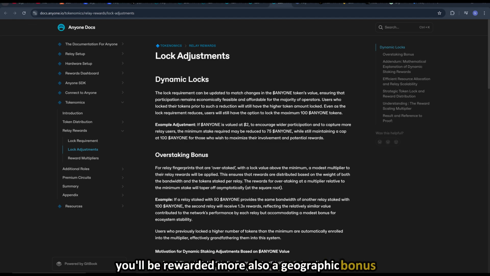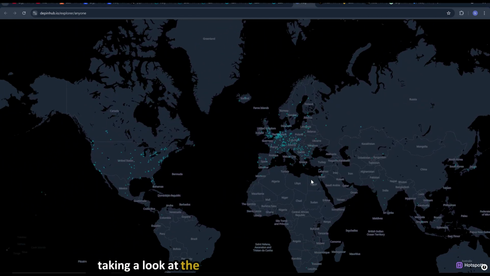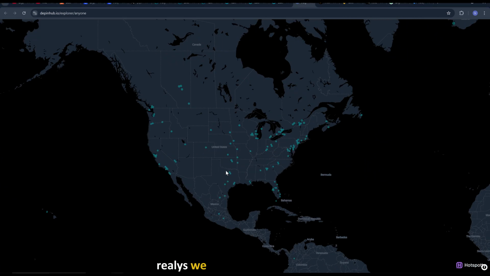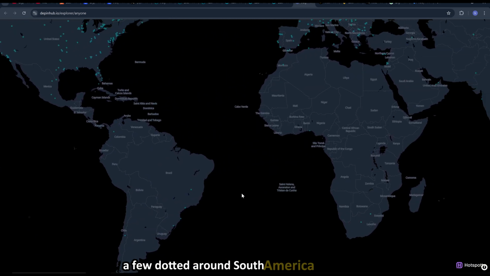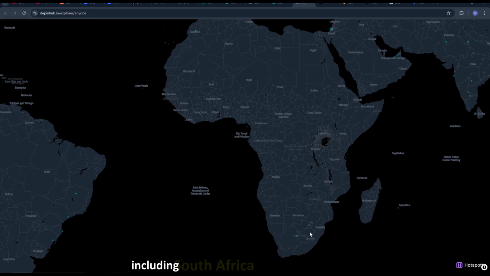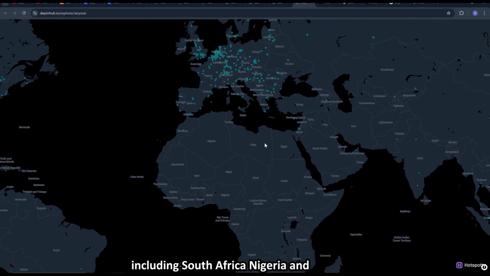Also a geographic bonus if you are running a relay in a more scarce region, one which doesn't have a lot of coverage, which is a fantastic idea to encourage worldwide participation. Taking a look at the current global coverage for ANyONe relays, we can see a lot in America, which is to be expected. A few dotted around South America and Africa, including South Africa, Nigeria, and Morocco.